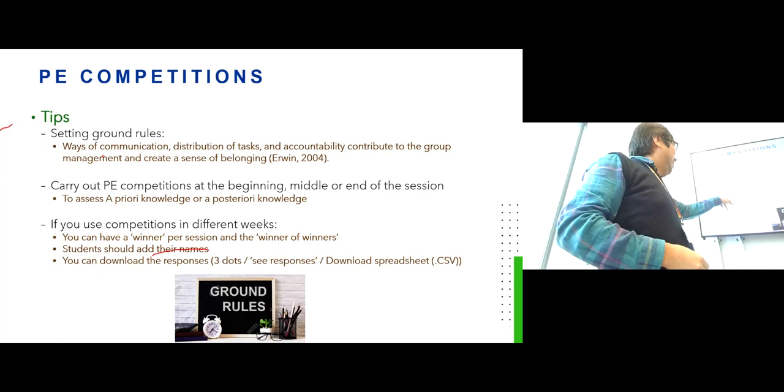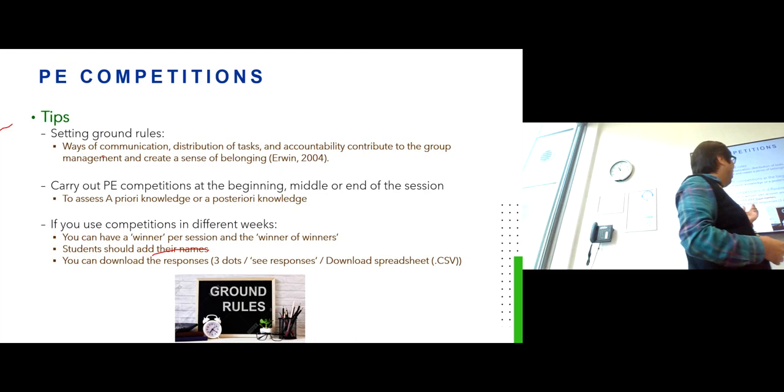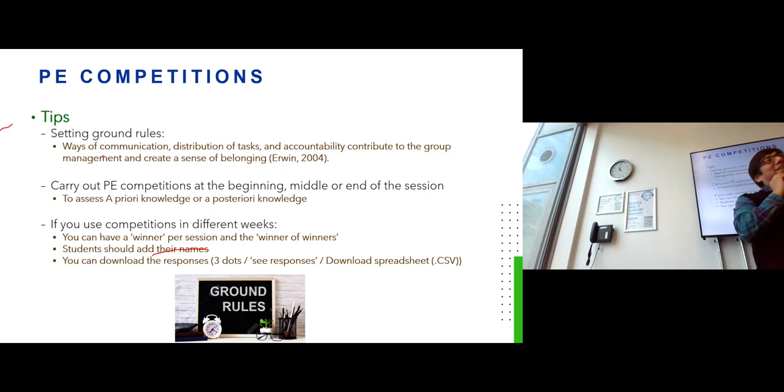How can you see the responses? I have seven weeks. Every week, I have to click the three dots, see responses, and grab it as a spreadsheet. Then manually I have to count the votes for each of them. But again, you can use this winner of the winners.